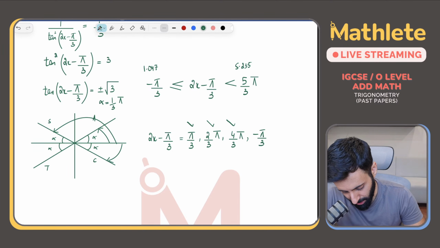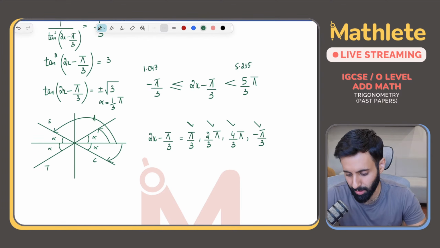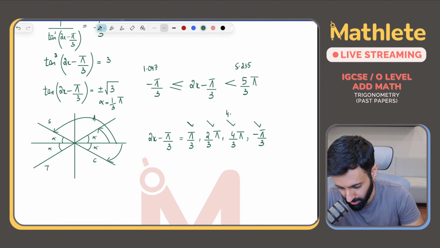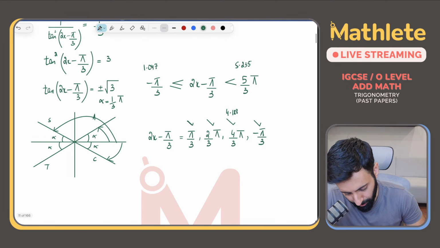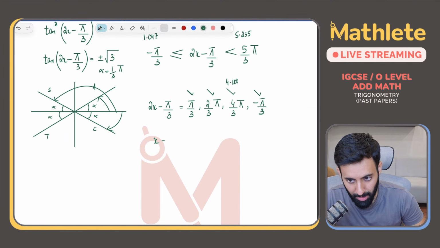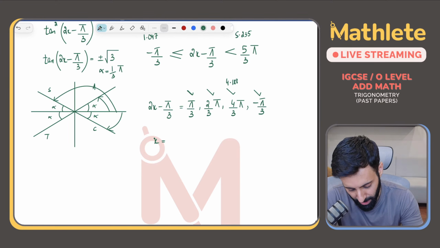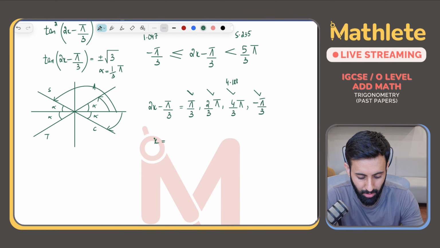We have a total of 1, 2, 3, 4. Acha, wait a minute. What's the decimal value of 4 upon 3 pi? Obviously, it's going to be inside the range because it's lesser than 5 upon 3 pi. But just for good measure, it's 4.188. Okay, so all values are inside the acceptable range. Now, one by one, we're going to write down the values of x. Which means we're going to add pi upon 3 to our answers, and then we're going to divide by 2. So let's do that one by one.